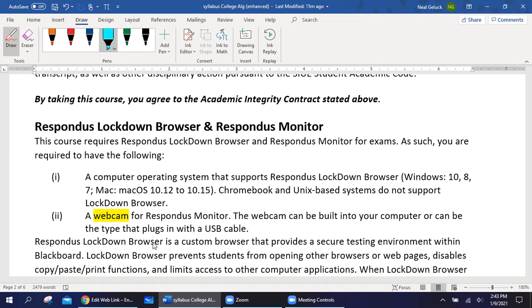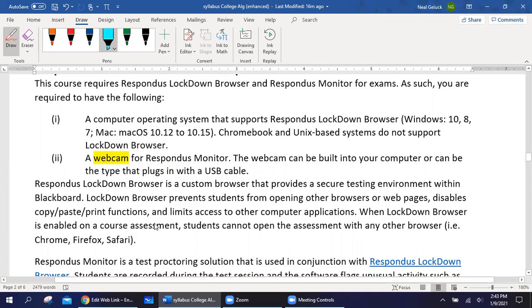Another important point, though, is that you need a webcam, because the Respondus Monitor is the webcam keeping an eye on you, that you're not bringing out your calculator, you're not having another person there. So you do have to have a webcam. That is not an option. That is a requirement of this online course.